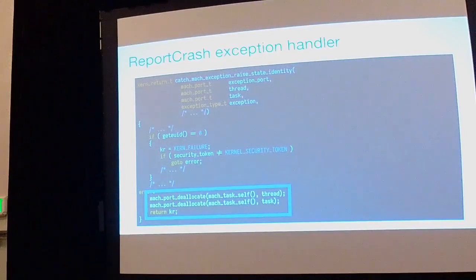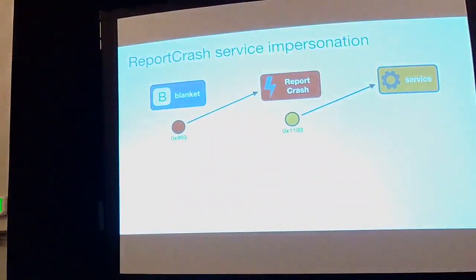Remember, if the return code is failure, then the MIG code that called this function is also going to deallocate those mach ports. And this is really problematic because mach ports are reference counted, which means that we effectively have decreased the reference count on those mach ports to one less than ReportCrash expects. And this can effectively lead to a type of situation almost similar to use after free, except it's a mach port use after free rather than a memory corruption use after free. So what does this process of mach port use after free look like?